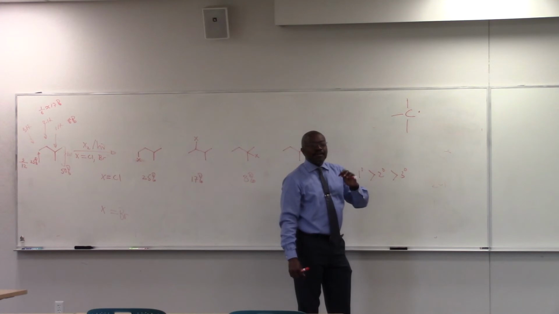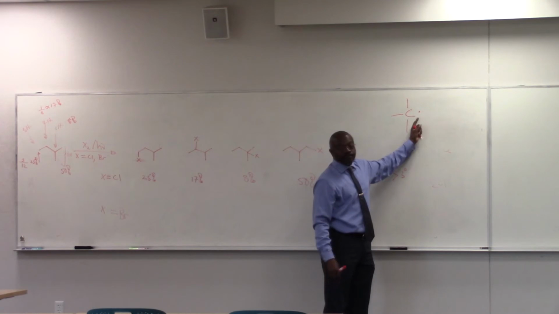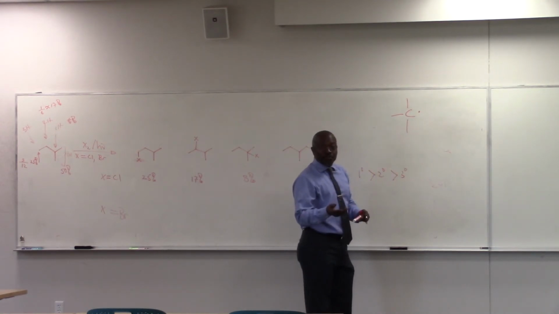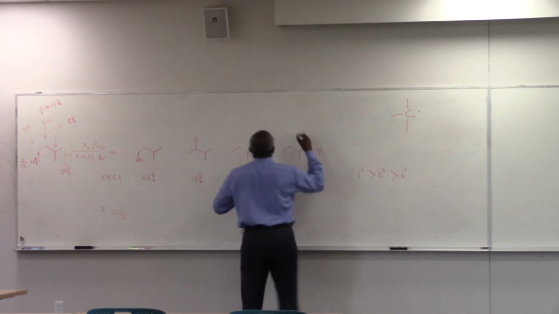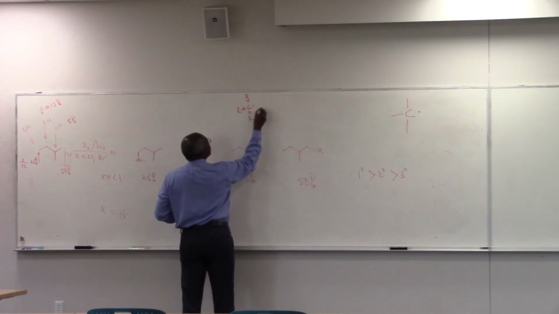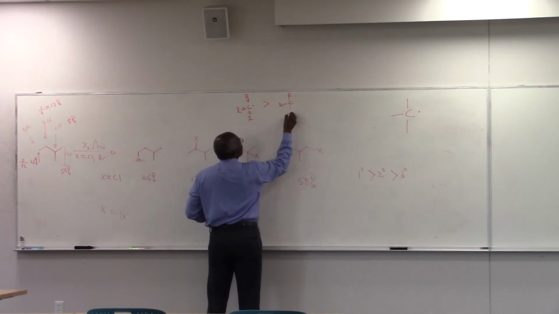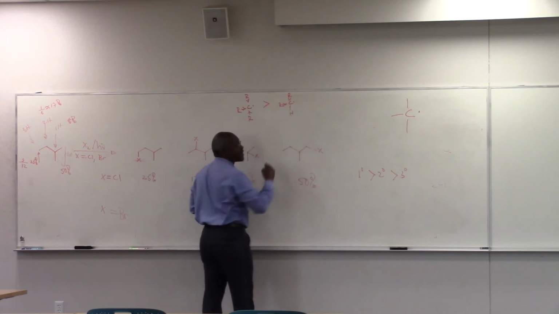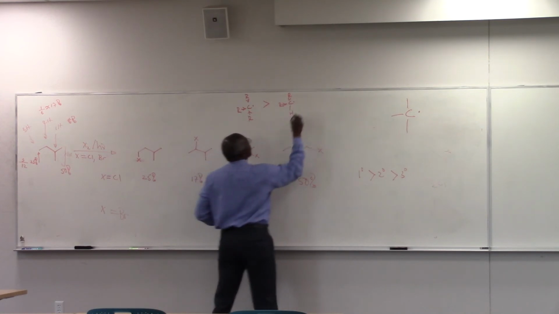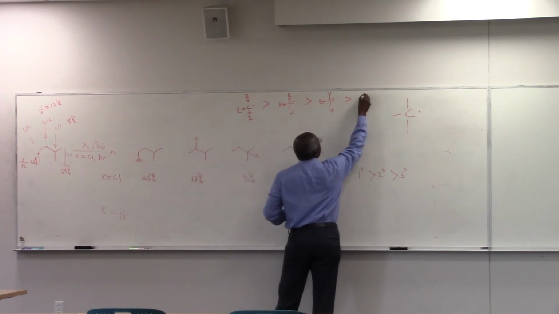So anything that dumps electrons into this carbon will stabilize it. What dumps electrons? Alkyl groups. So what this means then is a tertiary radical, which has 3 R groups dumping electrons onto the carbon, is more stable than a secondary free radical, which only has 2 R groups stabilizing the free electron. That's better than a primary free radical, which only has 1 R group, but of course that would be better than the methyl radical.